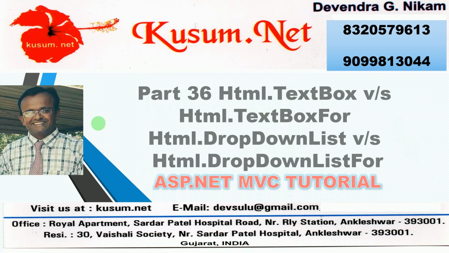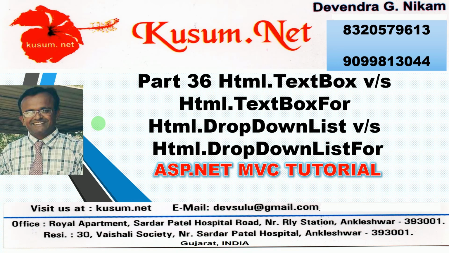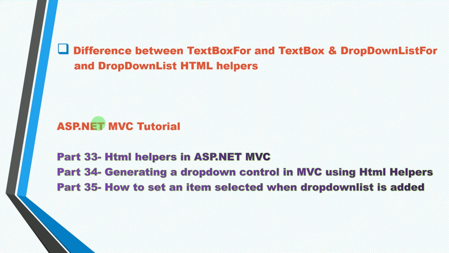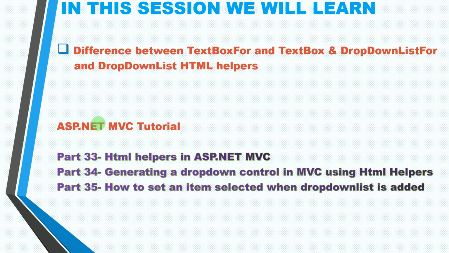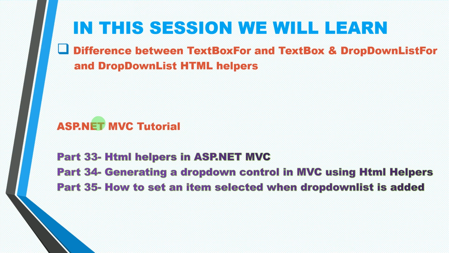Welcome to Kudvenkat.net. This is the ASP.NET MVC tutorial and you are watching part 36, Html.TextBox versus Html.TextBoxFor and Html.DropDownList versus Html.DropDownListFor. In this session you will learn the difference between TextBoxFor and TextBox and DropDownListFor and DropDownList HTML helpers. Before watching this video, please watch my parts 33, 34 and 35.